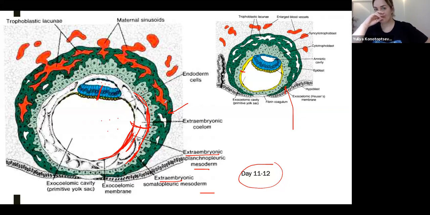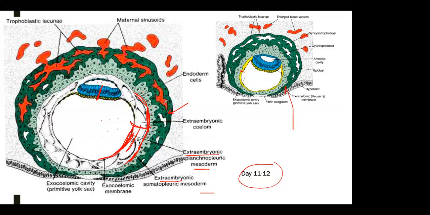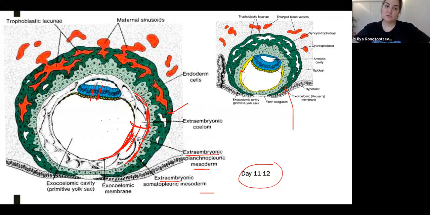Is that clear? Why do we call it extraembryonic? Where is the embryo on this picture? It's the disc, the bilaminar germ disc. This disc right here, the bilaminar germ disc, that's your embryo. That's the human being right there. Everything else is extra. As a result, this tissue is the extraembryonic mesoderm.